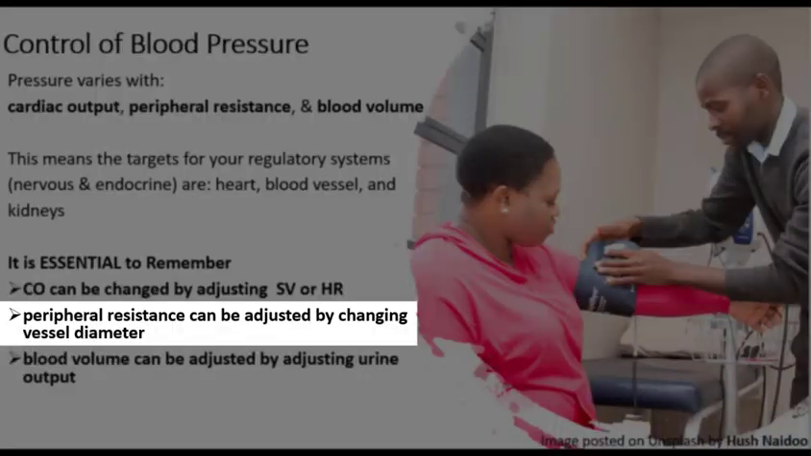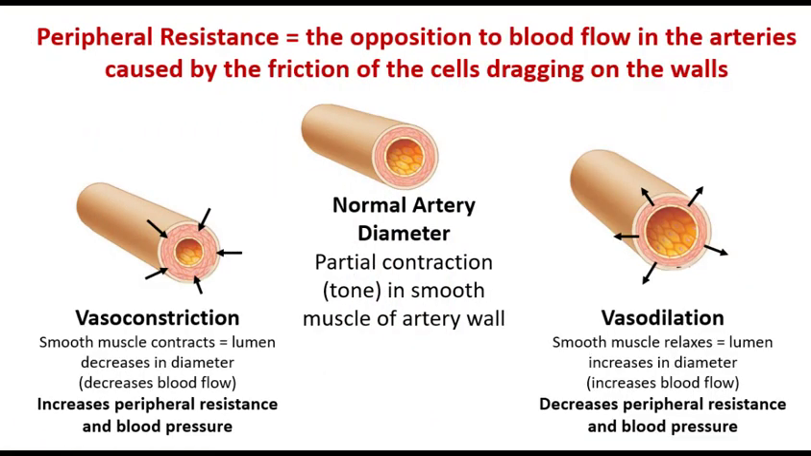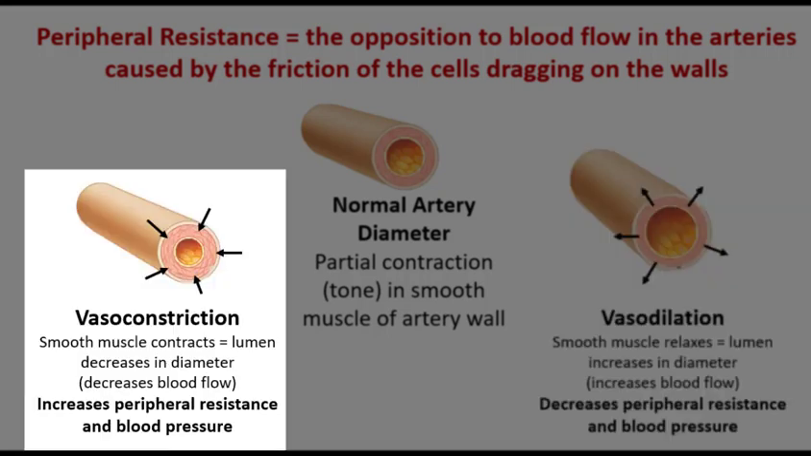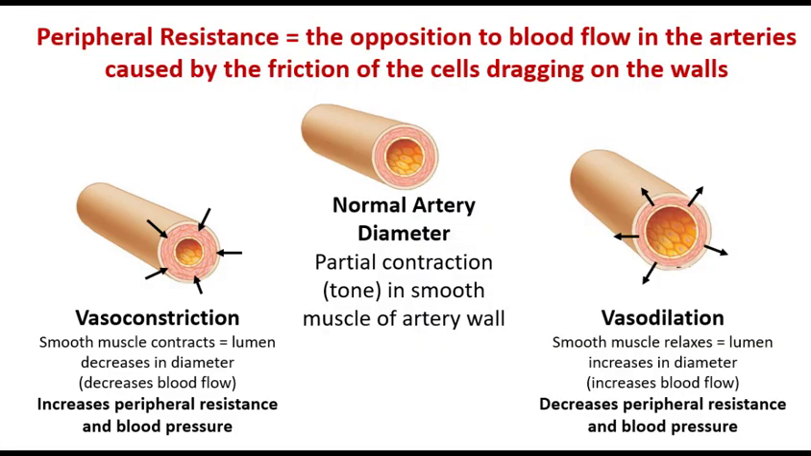Here, we're looking at peripheral resistance. Peripheral resistance refers to the resistance to blood flow in the blood vessels, and one of the factors affecting it is the diameter of the vessel lumen. A large lumen means less resistance and less pressure, whereas a smaller lumen means more resistance and more pressure. Both the endocrine system and the nervous system can control that vessel diameter.